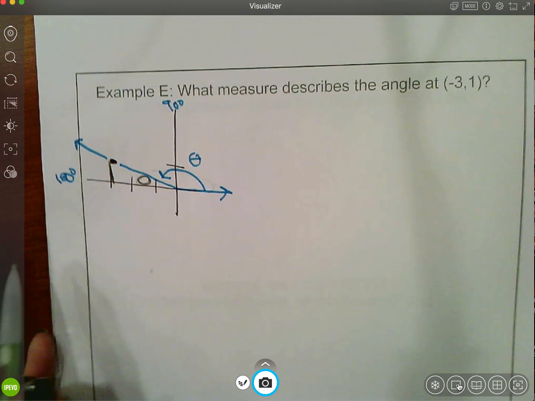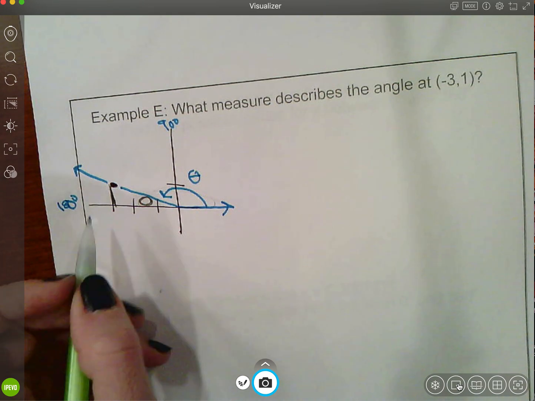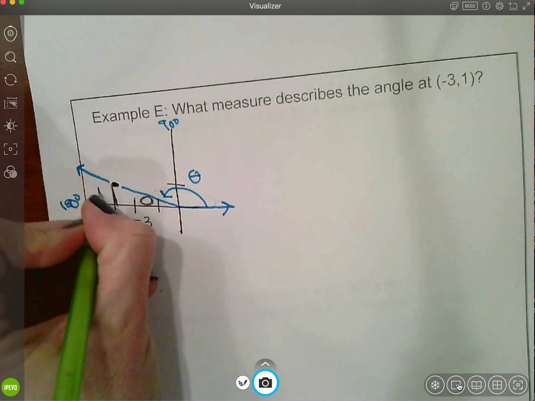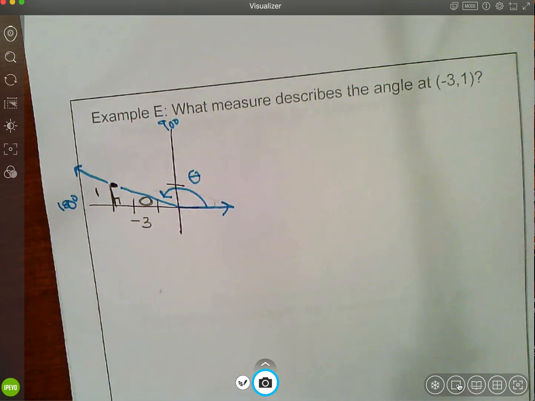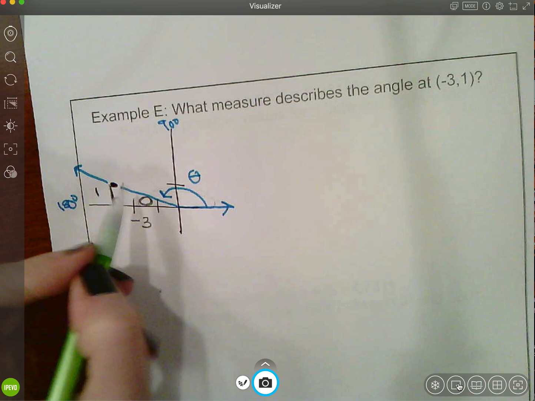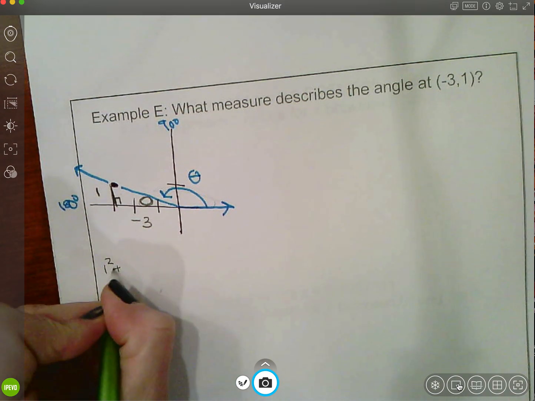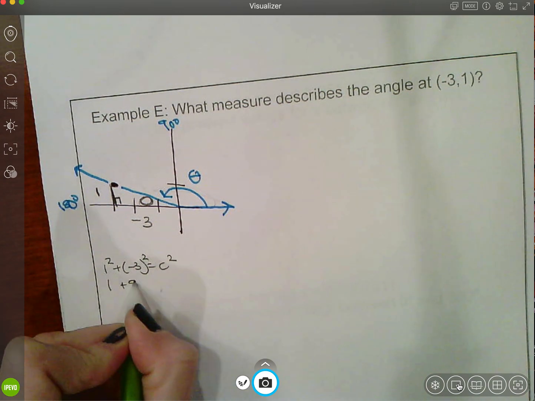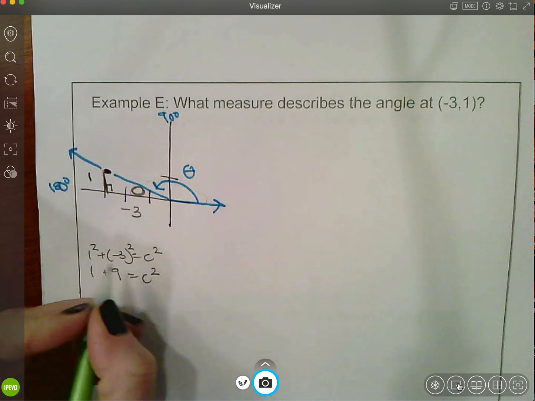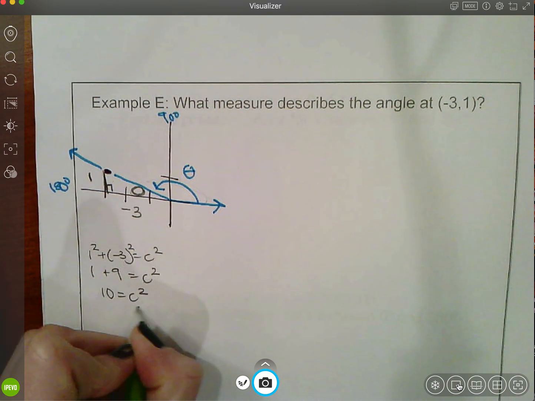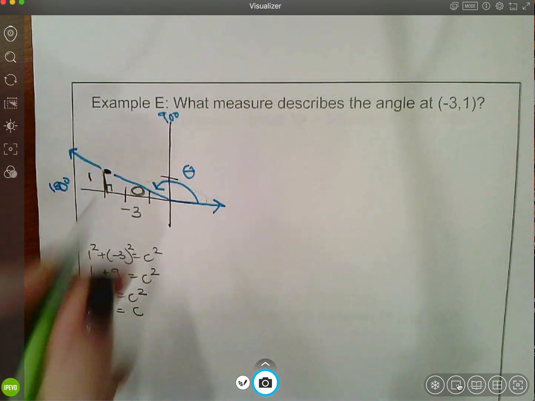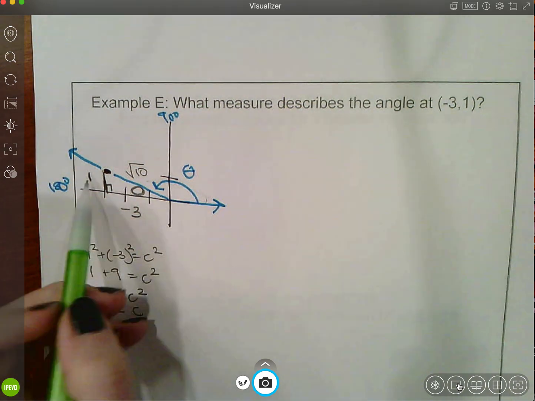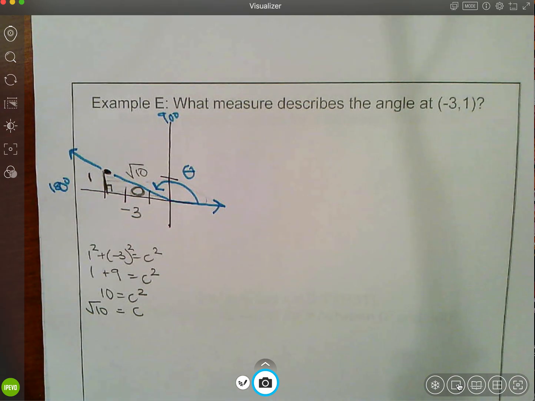looking for. All right, so let's label this a little bit. Let's do a Pythagorean theorem because I know this guy is -3 and this side of my triangle is 1. There's the 90 degrees right there. Let's do a Pythagorean theorem to get the hypotenuse. So I've got a 1 plus 9. So it looks like c squared equals 10. So c is the square root of 10. Hypotenuse is always positive. The hypotenuse is going to be square root of 10. You can see we're looking at this little triangle guy right here.